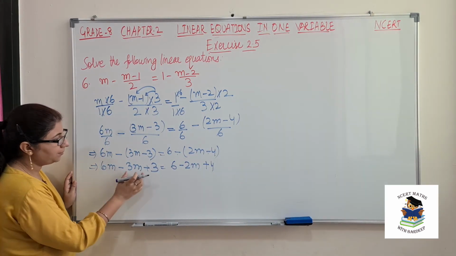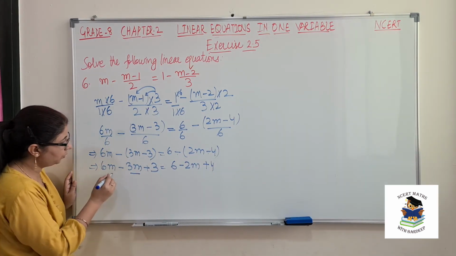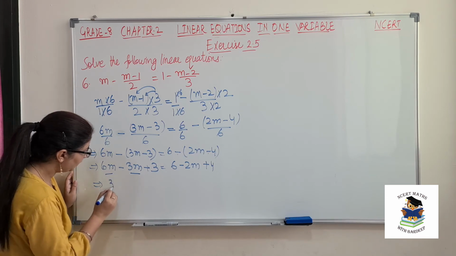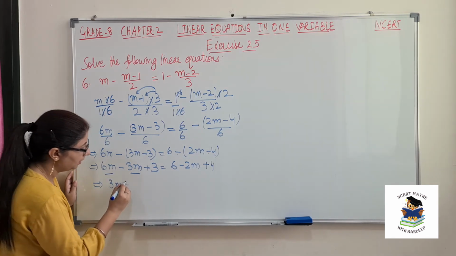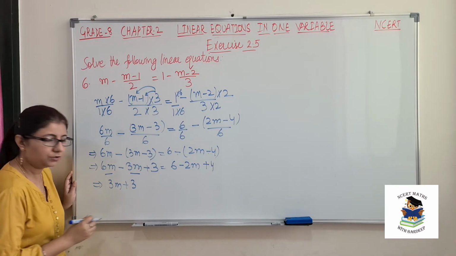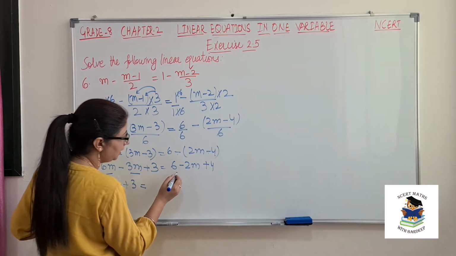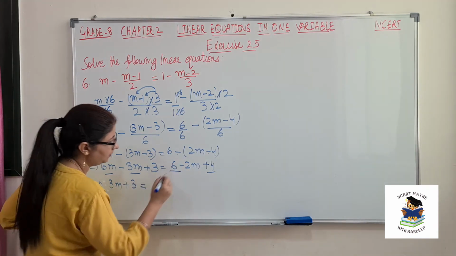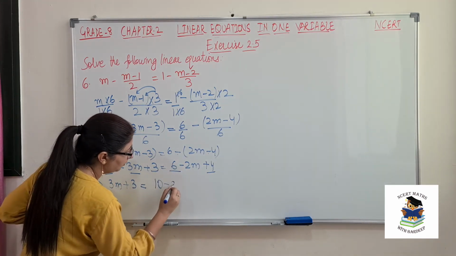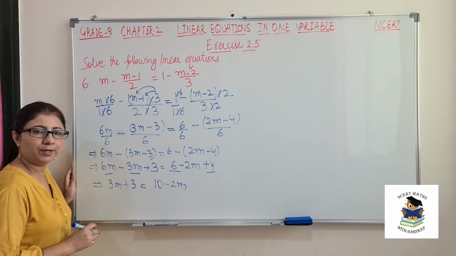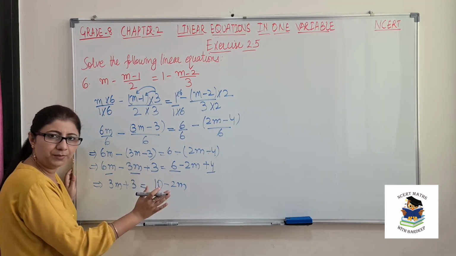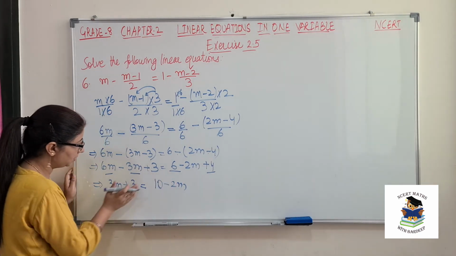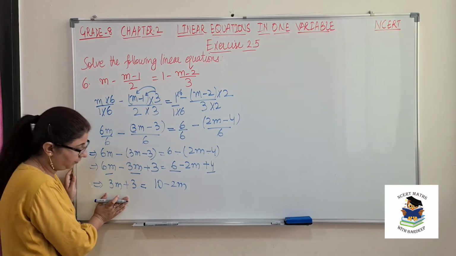So now 6m minus 3m. These two are like terms. So what should be the answer? 3m. 3m plus 3 is equal to, see here we can have these two as like terms, so we will combine them. 6 plus 4 is 10 minus 2m. So now this is our simple linear equation. We will shift this minus 2m to the left hand side.